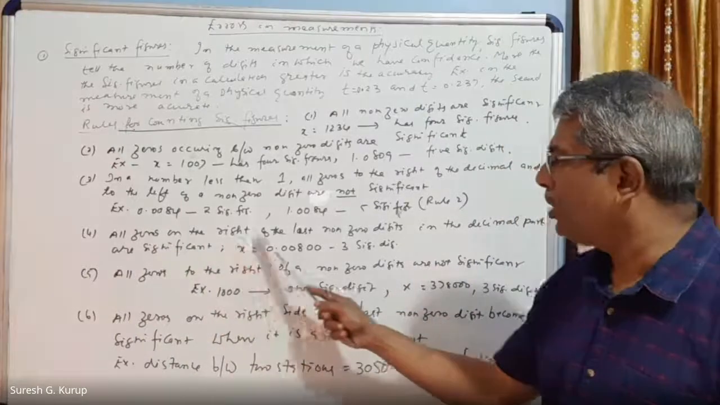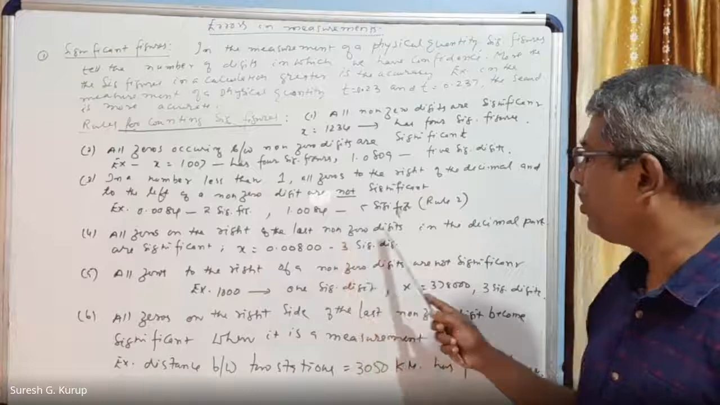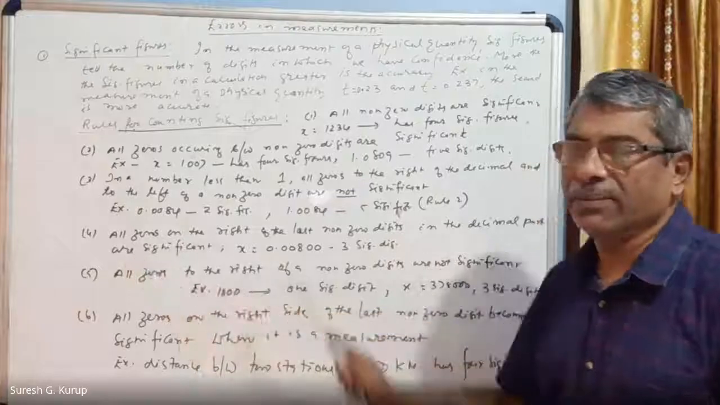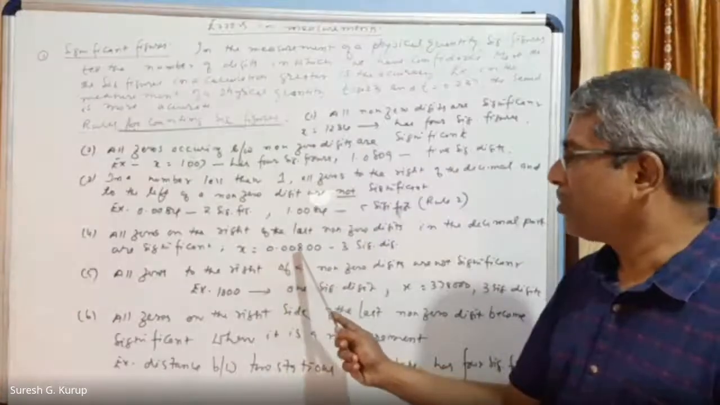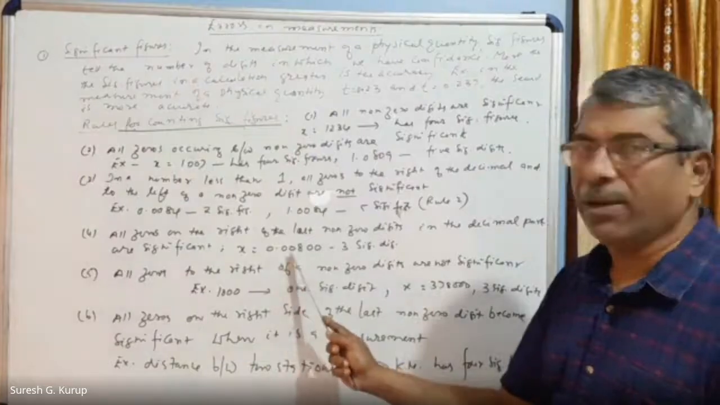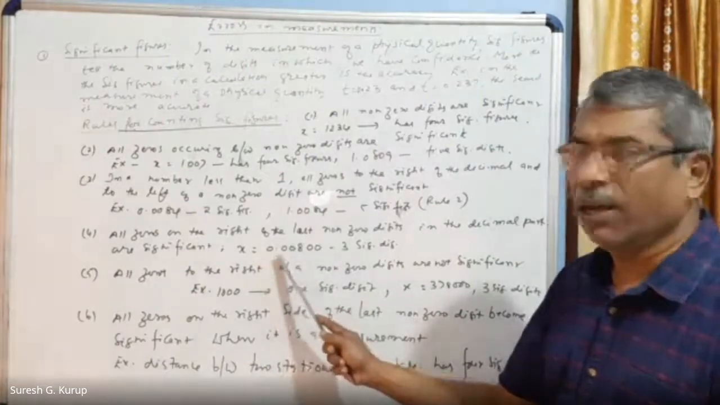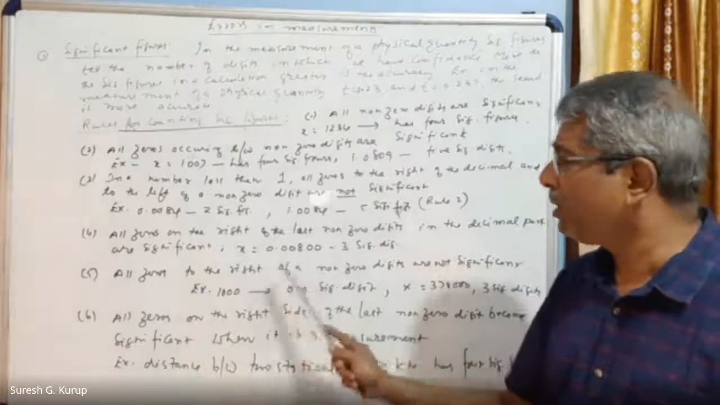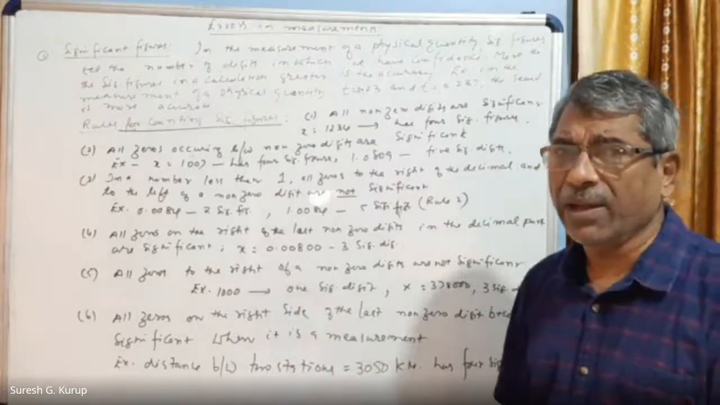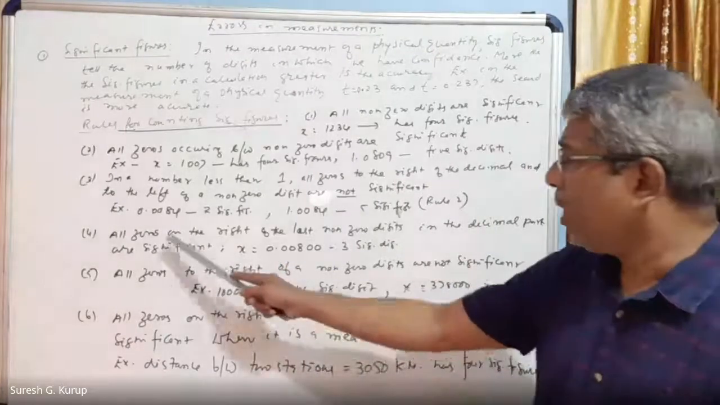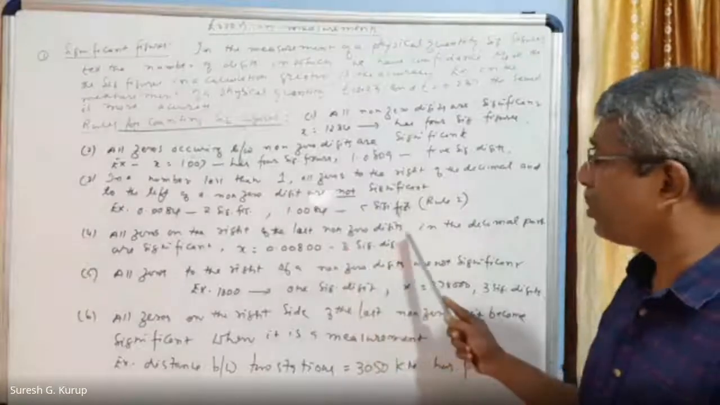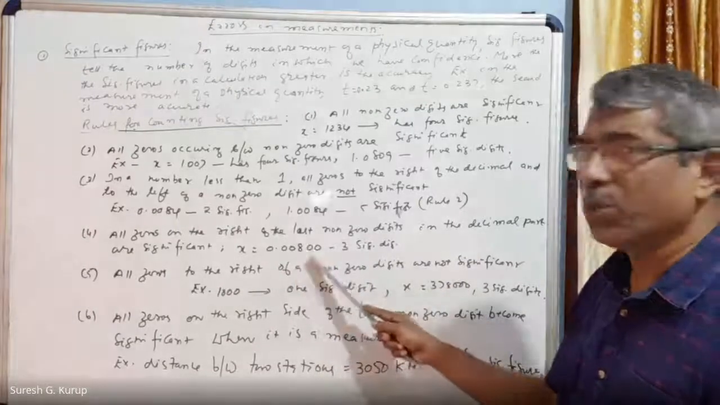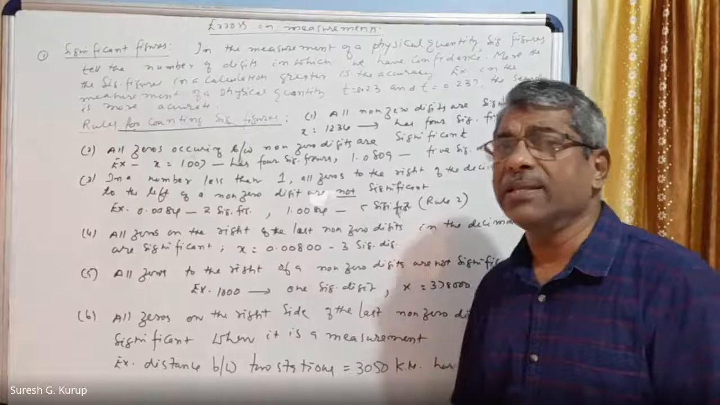All zeros on the right of the last non-zero digit in a decimal part are significant. So you see, these two zeros are right of the decimal and left of the non-zero digit. According to rule number 3, these two zeros cannot be significant, right? But all zeros on the right of the last non-zero digit, the last non-zero digit is 8, right of that, we have two zeros there. That has to be taken as significant figures.